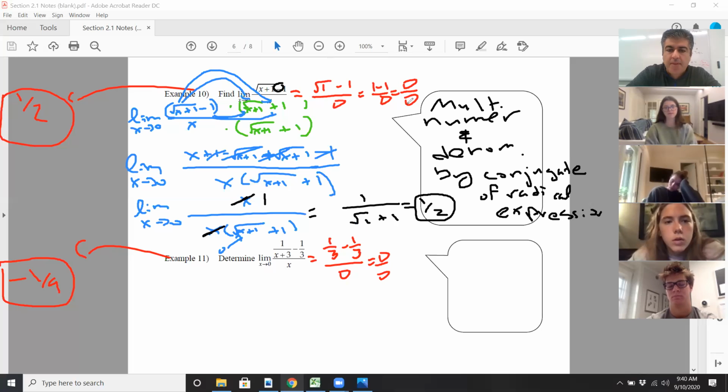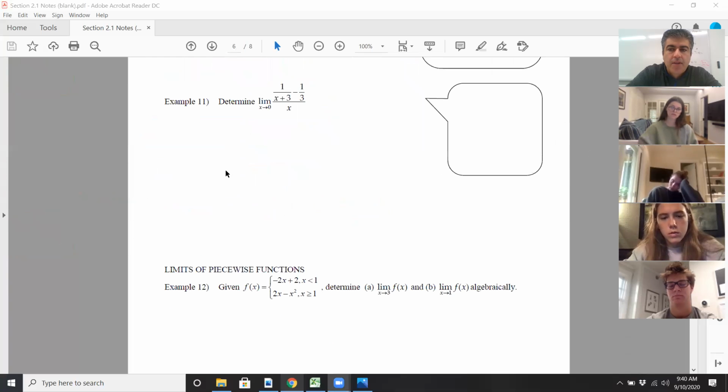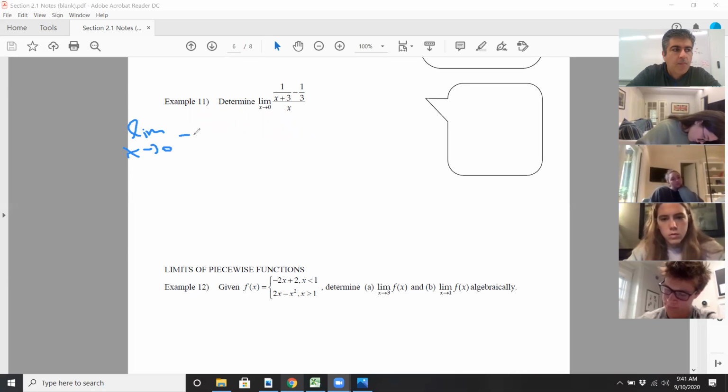All right, let's move on to 11. So the answer is negative 1/9. So what technique am I going to do here? Again, don't get lazy. You have to write the limit notation until you finally are ready to substitute. Well, I'm just going to find the LCD. The LCD is 3 times x plus 3.